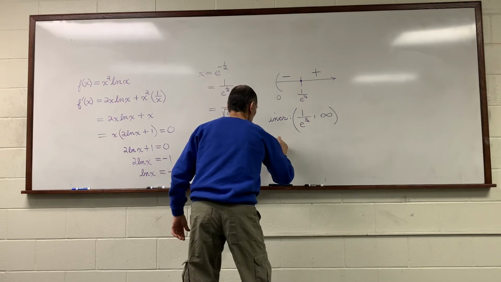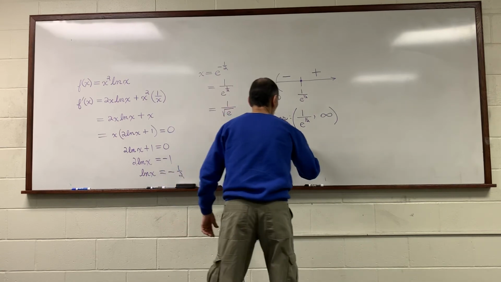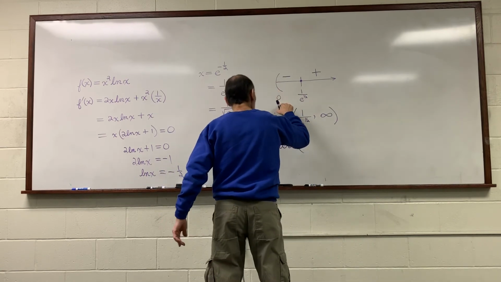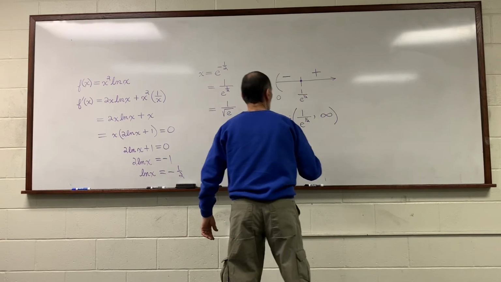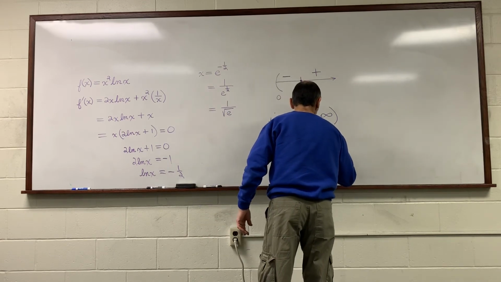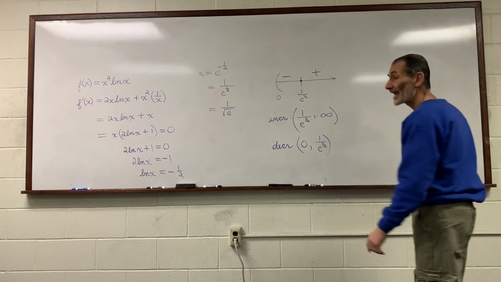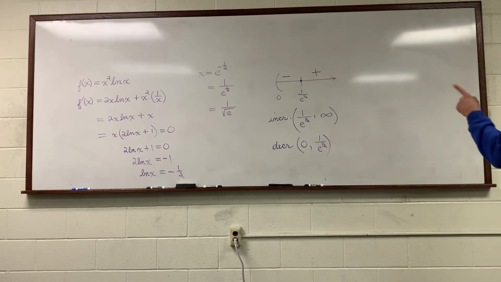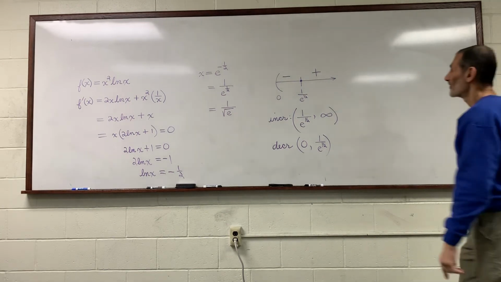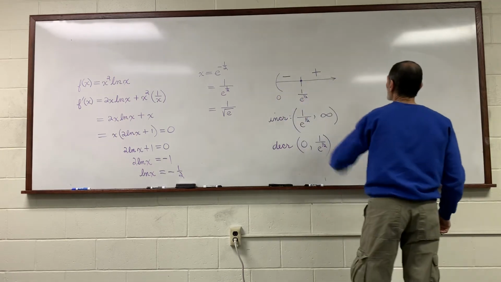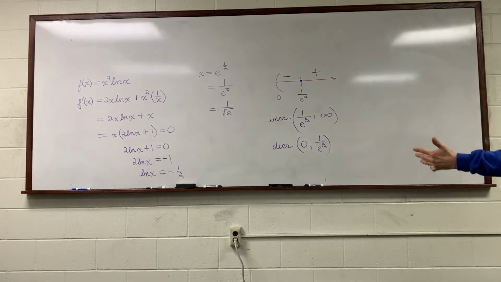And it is decreasing from not negative infinity, from 0 to 1 over e to the 1/2. We do not have a local maximum. We do have a local minimum. And in fact, from what we see there, we can state conclusively that our local minimum is also the absolute minimum. The function is going down and then it is going up. It never comes down again on either side.